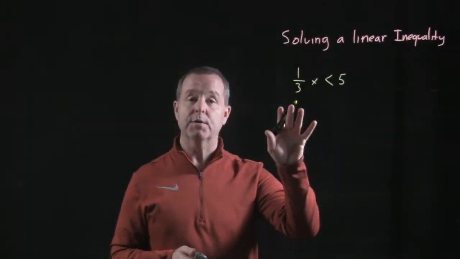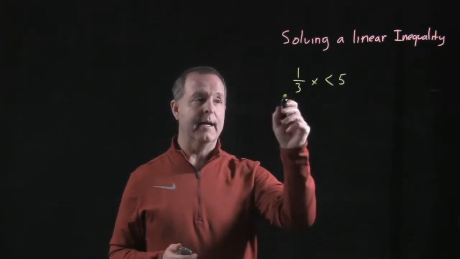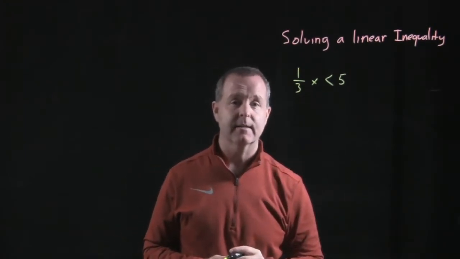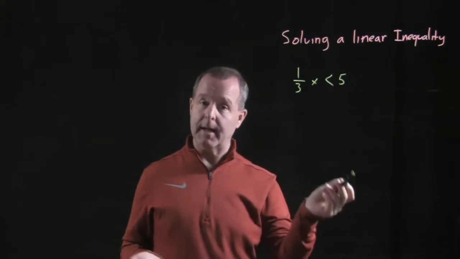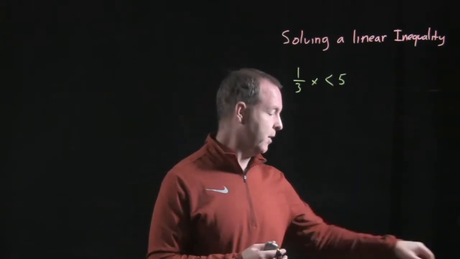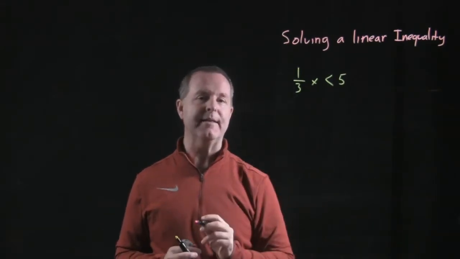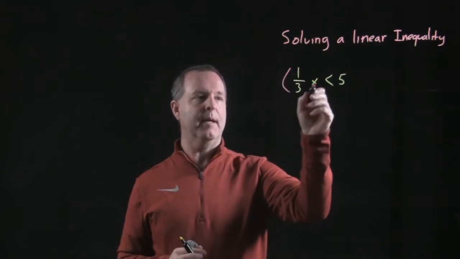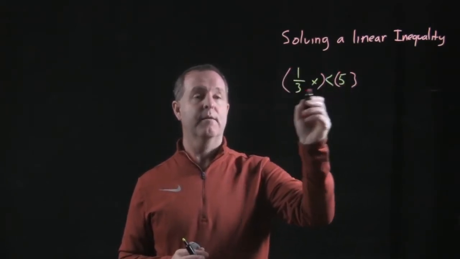To show you that we can also deal with fractions, we want to isolate x. The best way to isolate that is to multiply something to both sides. So what do you want to multiply to both sides to eliminate that fraction? I want to multiply both sides by a 3.